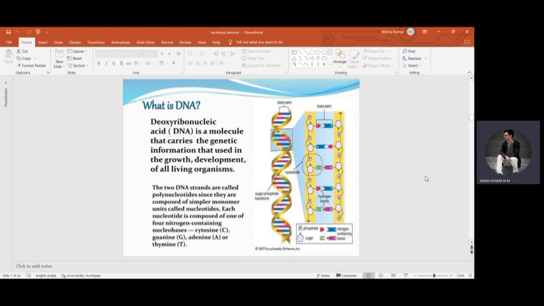So what is DNA? Deoxyribonucleic acid is a molecule that carries the genetic information used in the growth and development of all living organisms. On the right side is a picture of the DNA and the base pair structure of the DNA. The two DNA strands are called polynucleotides, since they are composed of similar monomer units called nucleotides. Each nucleotide is composed of one of four nitrogen-containing nucleic bases: cytosine, guanine, adenine and thymine.